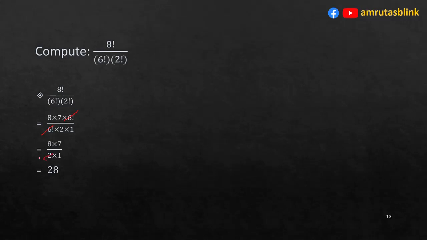Now 2 ones are 2 and 2 fours are 8. So we just have 4 into 7 in the numerator and in the denominator is just 1. So 4 into 7 is equal to 28. Hence 8 factorial upon 6 factorial into 2 factorial is equal to 28.